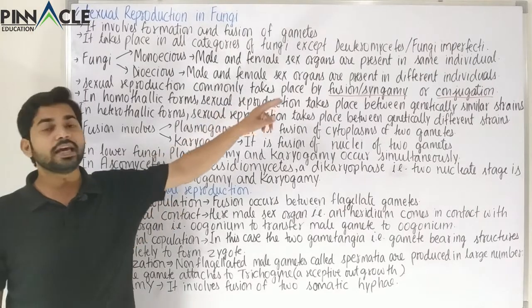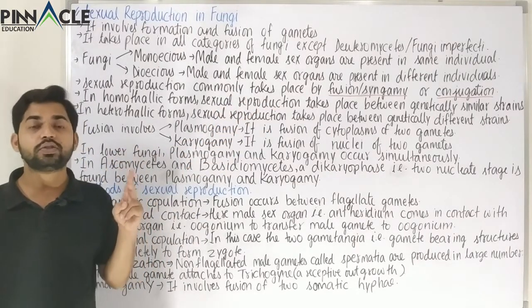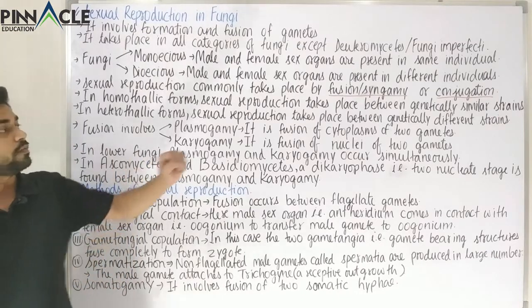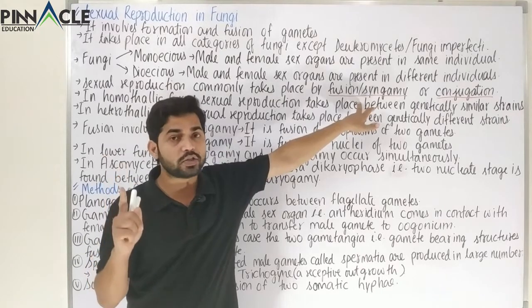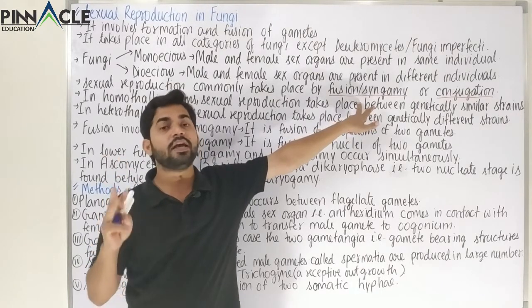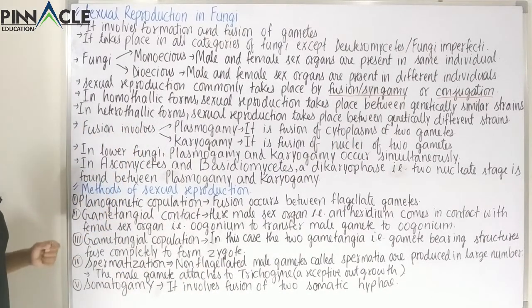And in syngamy we have three types, that is isogamy, anisogamy, oogamy. So we have already studied about the three types of syngamy, for example, isogamy, anisogamy, and also oogamy in the kingdom Protista. So we won't be repeating that over here.